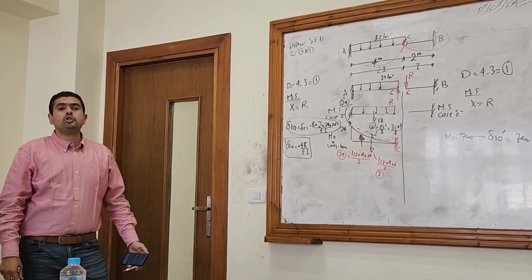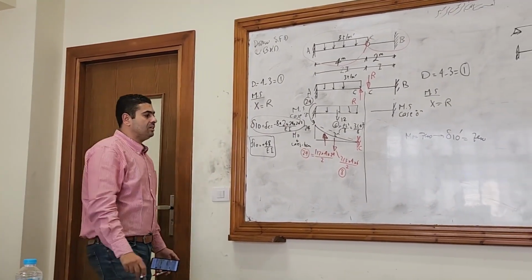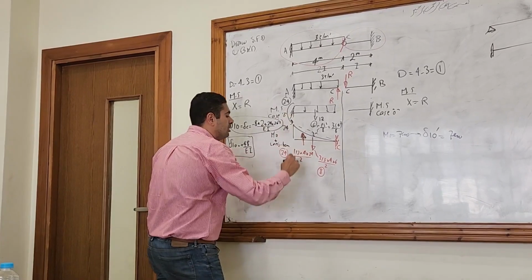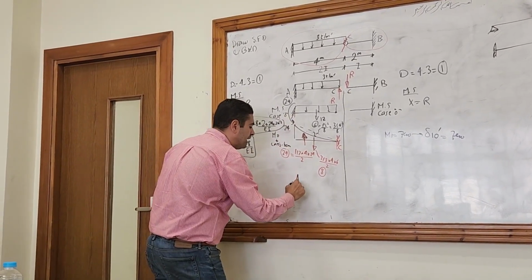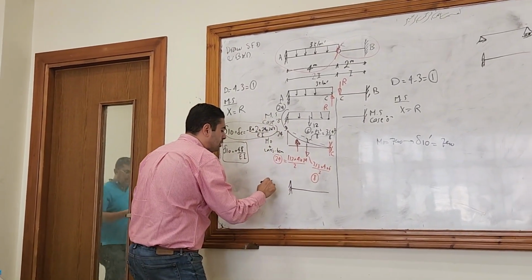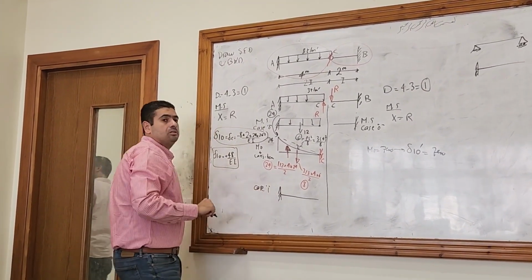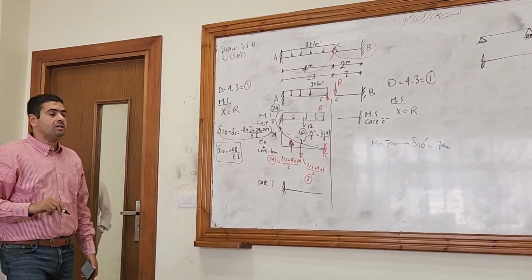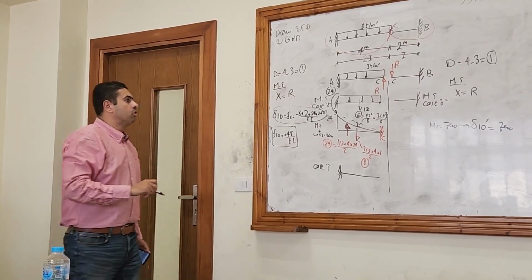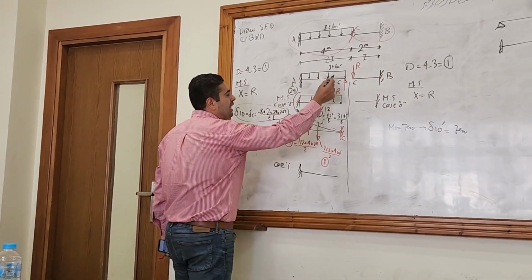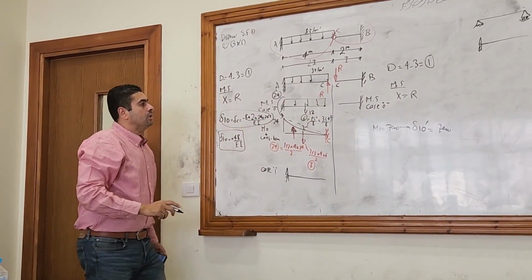Okay, so what about case 1 on the left hand side? Remove all the loads from the main system. So this is case 1. And just only put a unit load instead of the redundant you remove. You remove the vertical reaction here at C.